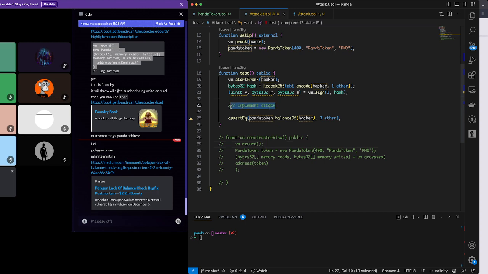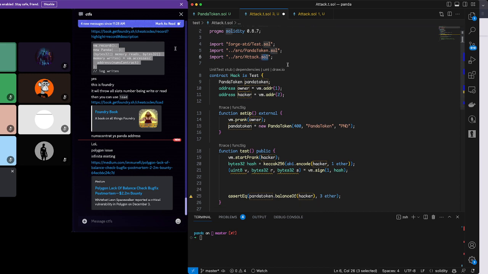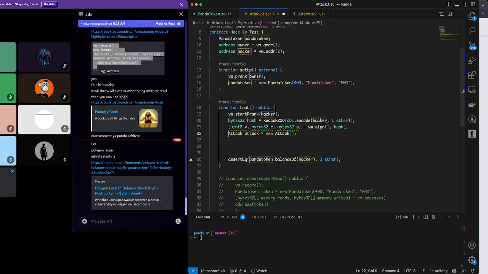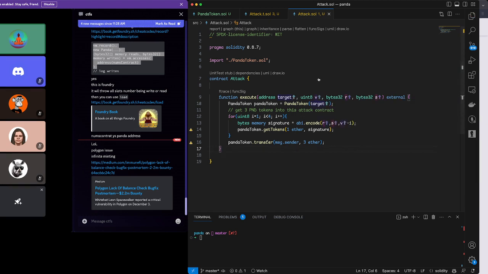Implementing the attack is pretty easy. Let's see, we have attack.sol already up here. We need to deploy a new attack contract. Copilot's helping me out here. And then we just say attack.execute PandaToken VRS. Does that all line up? It looks like it does, VRS.